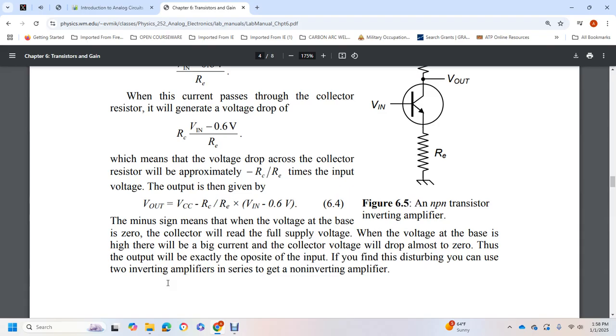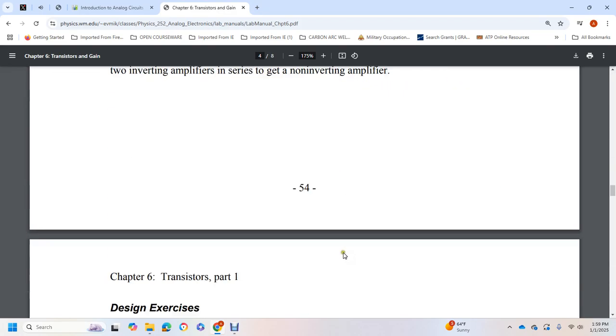The minus sign means that when the voltage at the base is 0, the collector is at the full supply voltage. When the voltage at the base is high, there is a big collector current and the collector voltage drops almost to 0. Thus the output is exactly opposite of the input. You can use two inverting amplifiers in series to get a non-inverting amplifier.